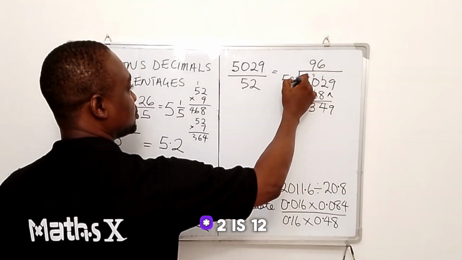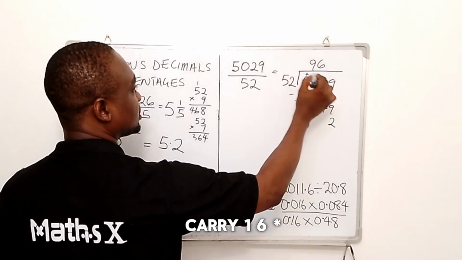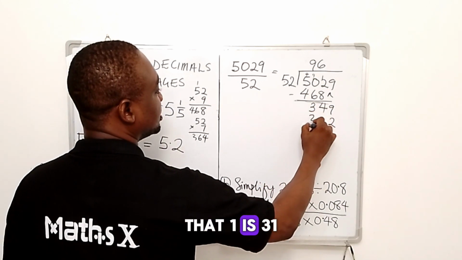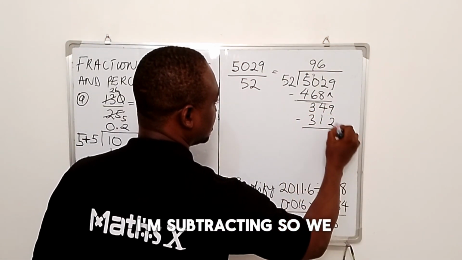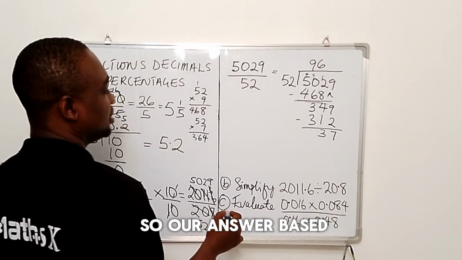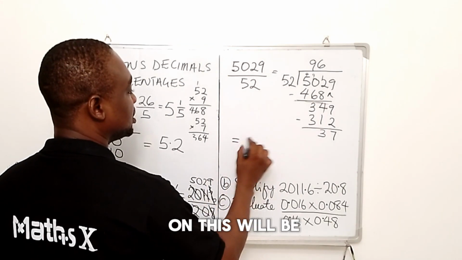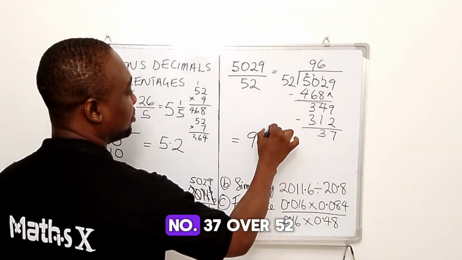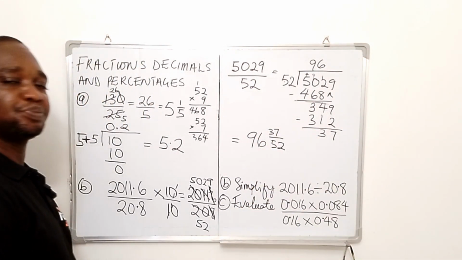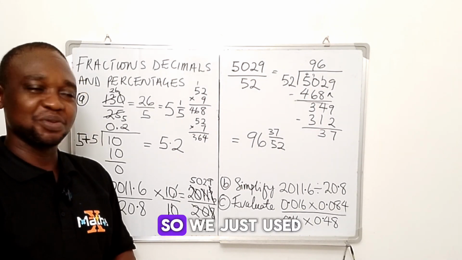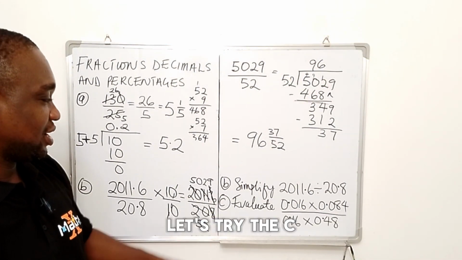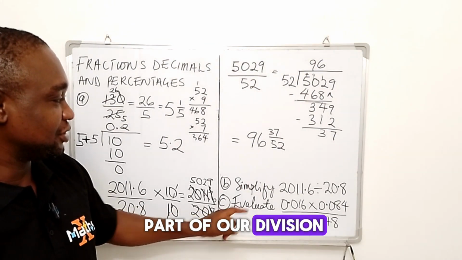So 6 times 2 is 12. Carry 1. 6 times 5 is 30, plus that one is 31. I'm subtracting. So we have a 7 and a 3, 37. So our answer based on this will be 96 whole number, 37 over 52. So we just used our long division process in this. Let's try the C part of our division.